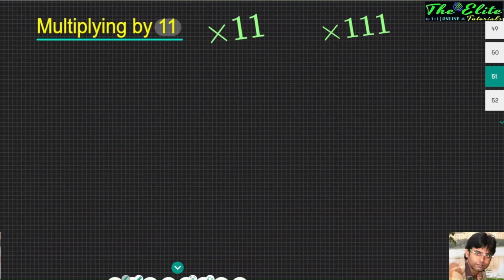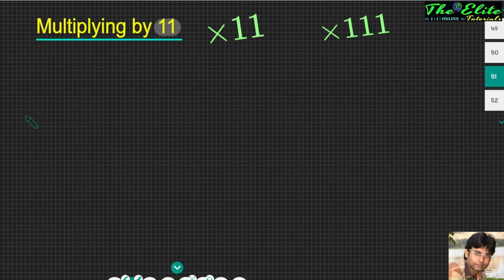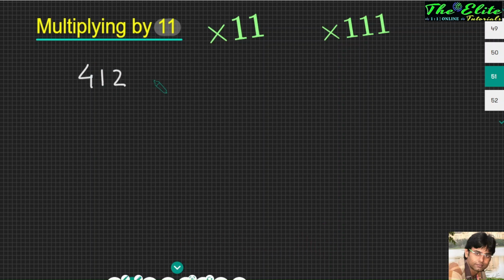So this is about multiplying by 11 or triple one or maybe further as well. Let's see what we do when we have to multiply any number by 11. Let's take an example of 412 multiplied by 11. So what do we do here? In this kind of scenario, we are supposed to do one thing, that is put 1 zero at the end of the number and at the beginning of the number.